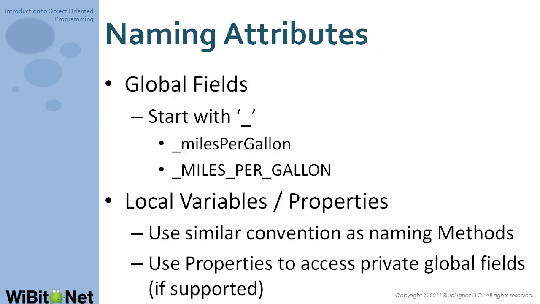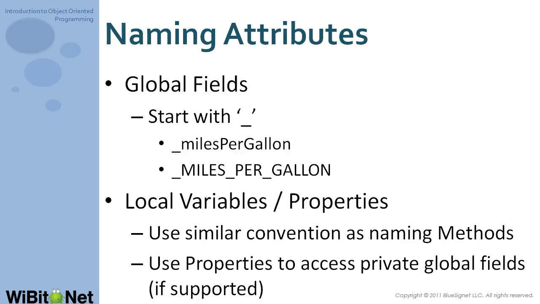Now let's look at naming attributes. Global fields, generally speaking, will start with an underscore. Or they should. It's good practice. That way, anytime you see that underscore, you know that this is global. You don't have to go looking through the source code, figuring out, is this globally defined? Was this defined in some other weird scope? You know right away, as soon as you see that underscore, it's globally defined.